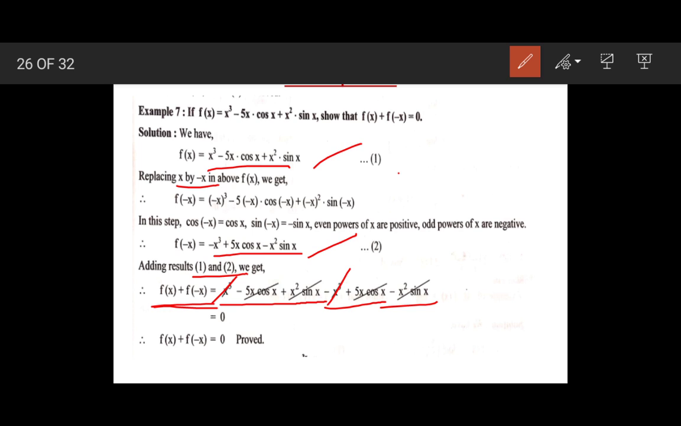Now x cube minus x cube 0, minus 5x cos x plus 5x cos x 0, x square sin x minus x square sin x 0. Okay. So finally what I am getting? I am getting f of x plus f of minus x equal to 0, and hence proved.